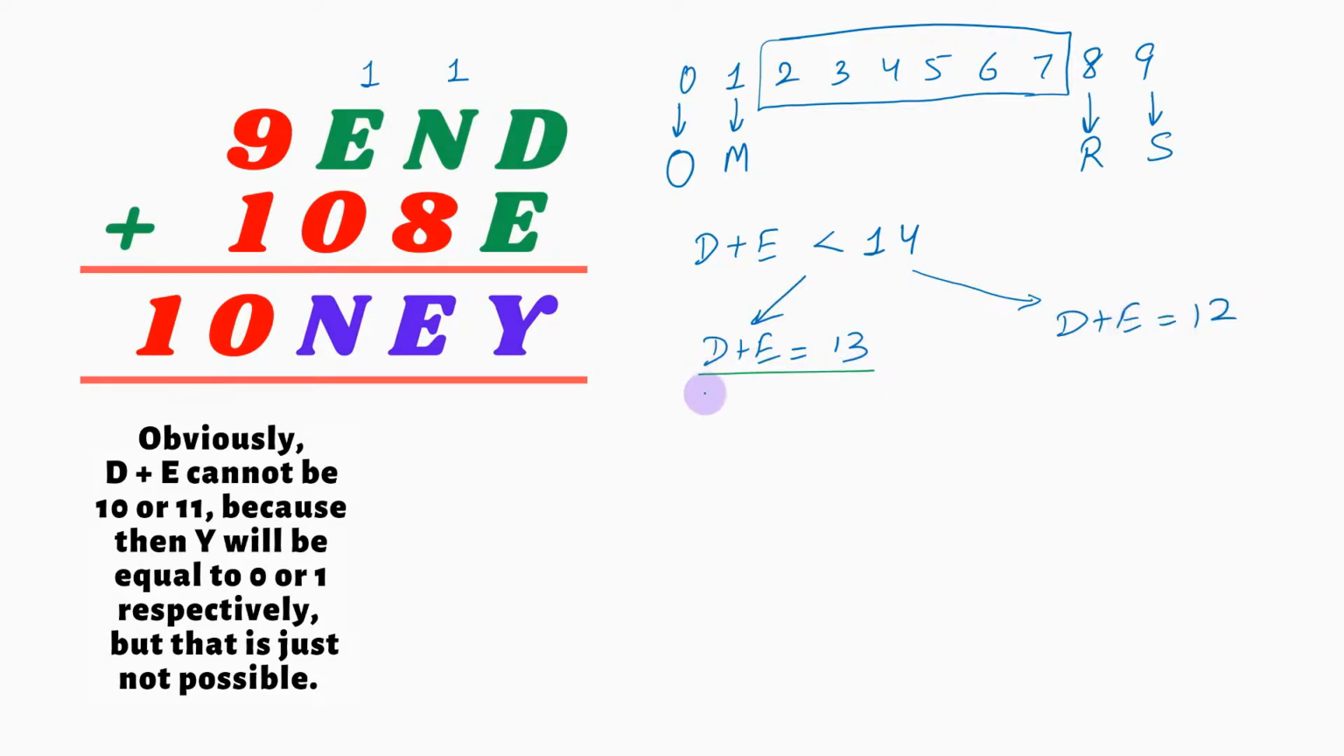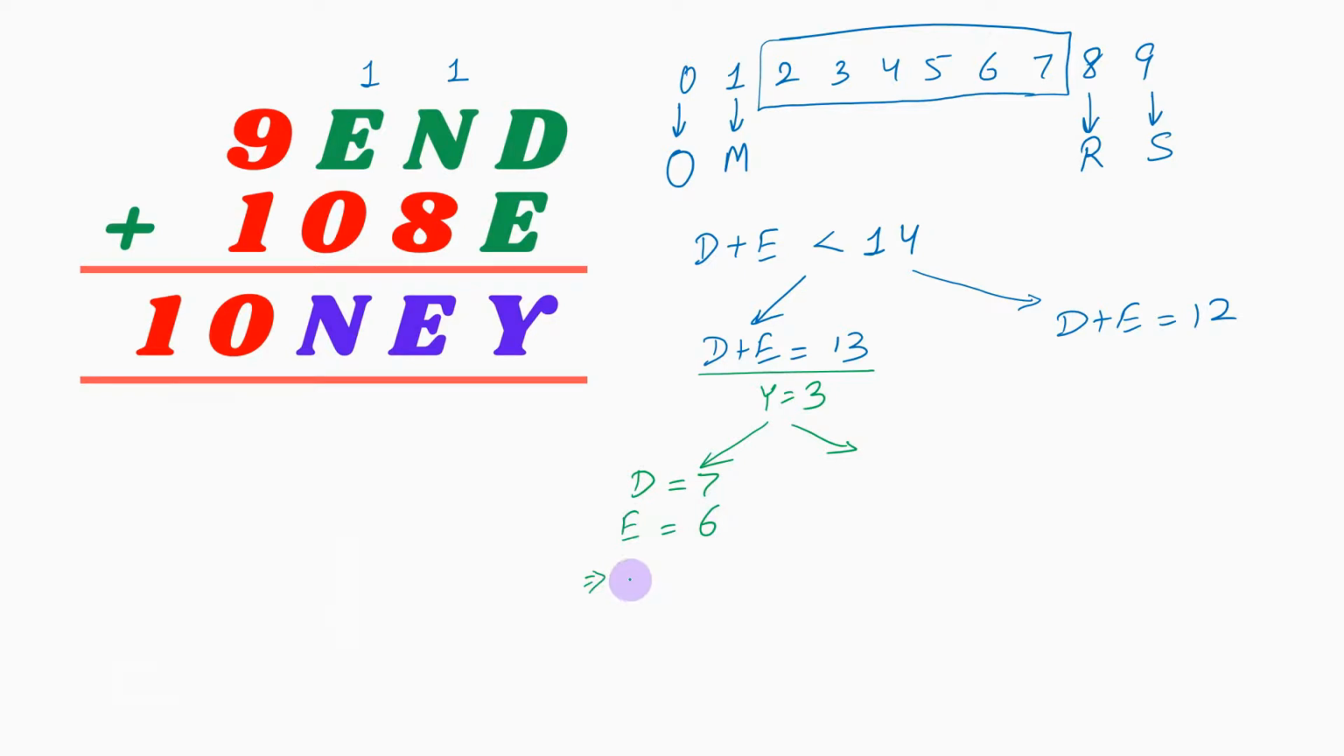Now this case will arise only when Y is equal to 3. Now there are two further cases. D is equal to 7, which simply implies E is equal to 6, and further implying that N has to be equal to 7 because we already know the formula that 1 plus E is equal to N. Okay. So this is not possible because in that case D and N will take the same values, and this is obviously not possible. Okay.